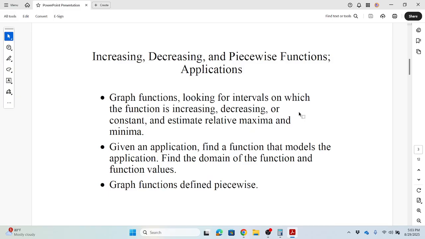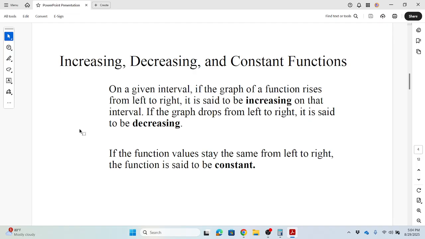Okay, so in this section, we are going to discuss increasing, decreasing, piecewise functions, and some more functions as well. And then always there is an application. That's the reason we talk about different types of functions. So first of all, we're going to see, in the graph, what does it mean? Increasing means, or decreasing means, or constant means, or piecewise means. And that's the objective for this section.